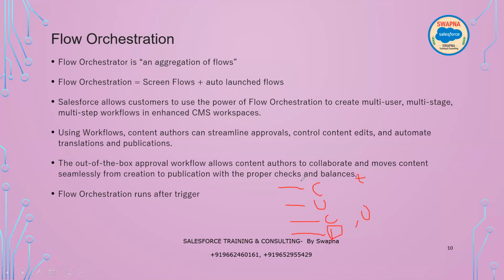Record-triggered flow does these 4, but flow orchestration does only 3 of them. It does not do the delete. Flow orchestration only executes when a record is created, a record is updated, or a record is created and updated. Only with these 3 options can we fire the flow orchestration.